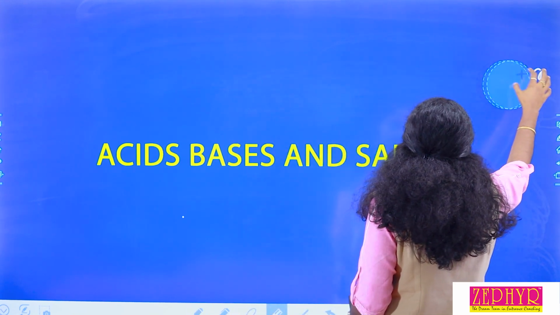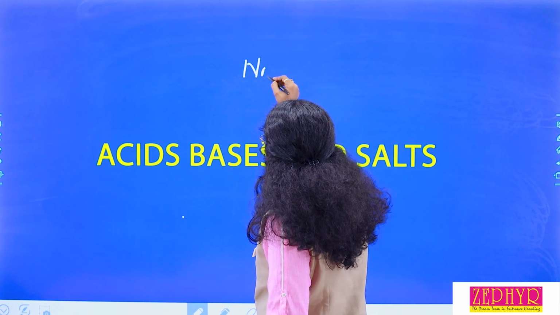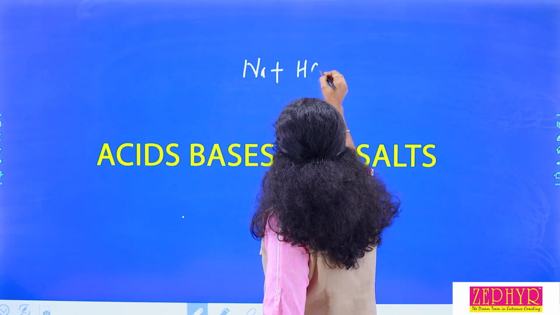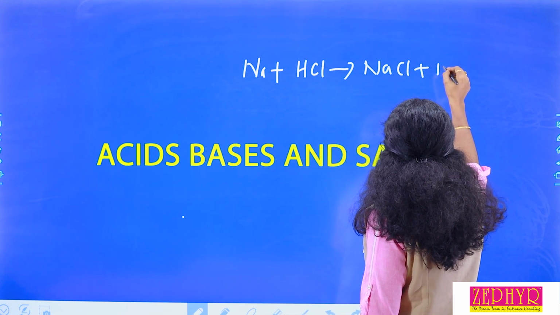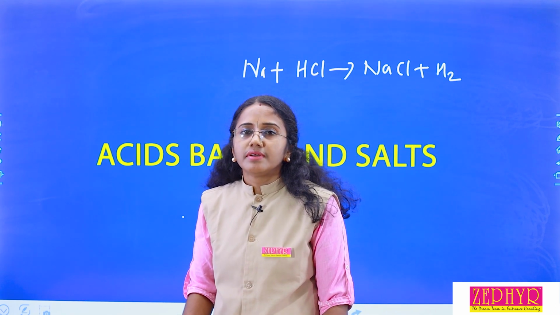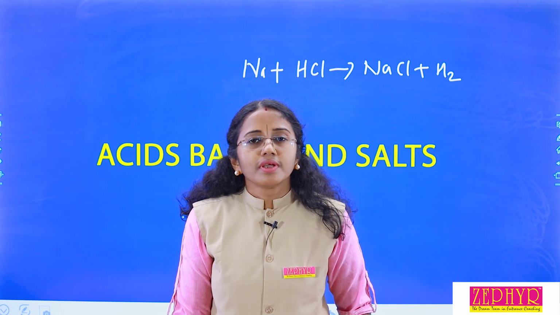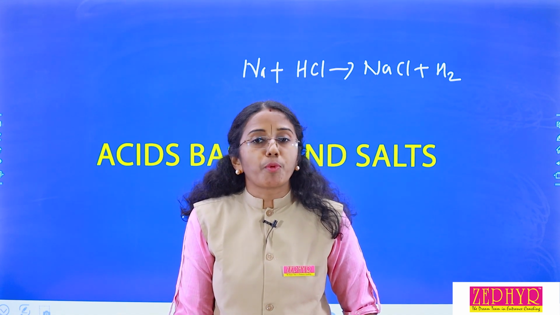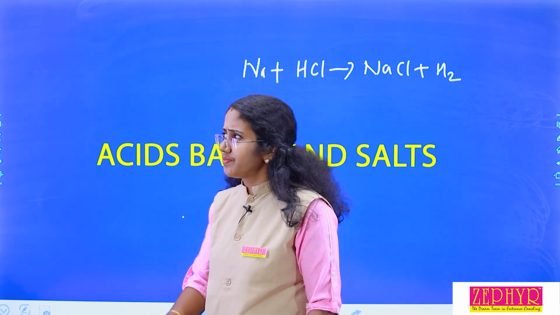And the metal sodium reacts with acid to give sodium chloride and hydrogen. We can check the presence of hydrogen. How? Bringing a burning matchstick near the mouth of the test tube, it will burn with a pop sound.